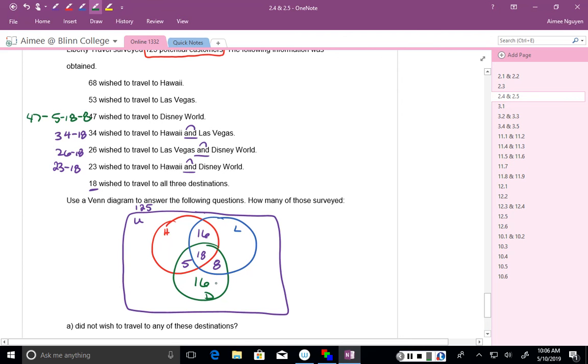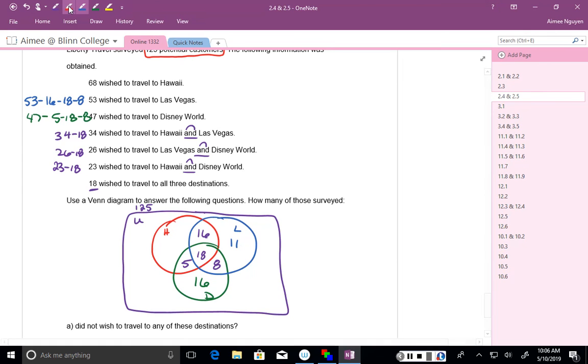I can do the same thing for Las Vegas. A total of 53 people that wanted to go to Las Vegas. I'm going to get rid of all of the other numbers in the blue circle, so minus the 16, minus the 18, minus the 8. And that leaves me 11 people that only wanted to go to Las Vegas.